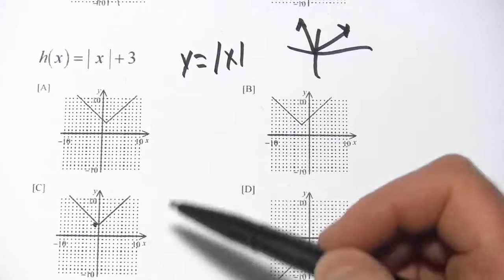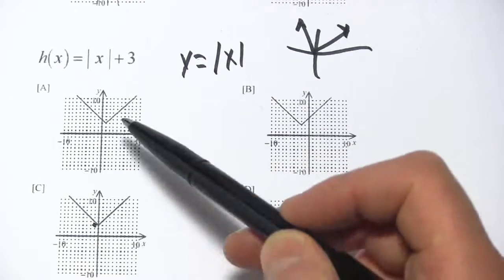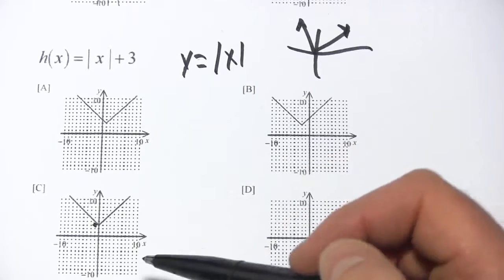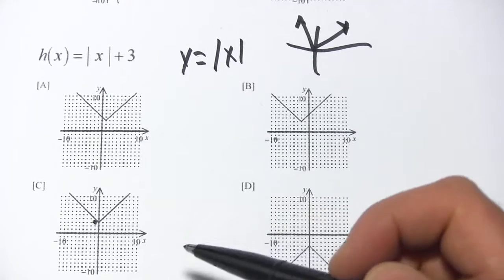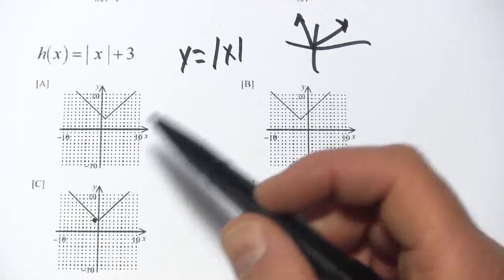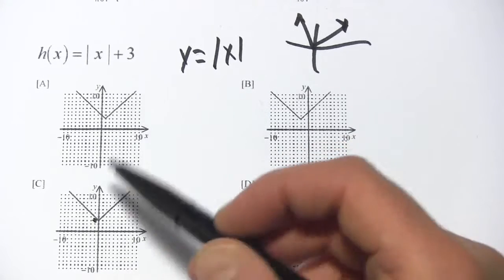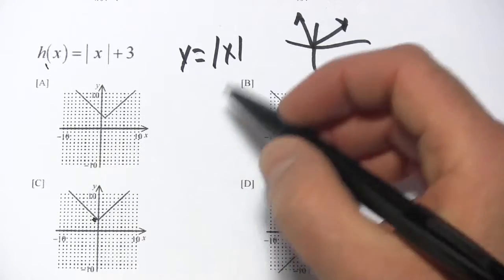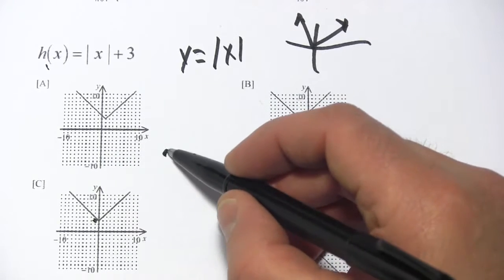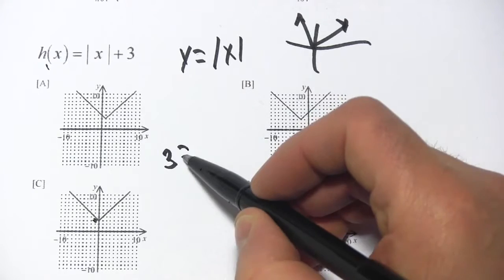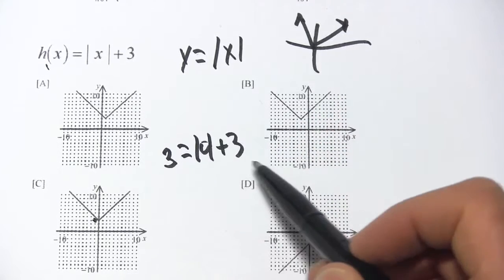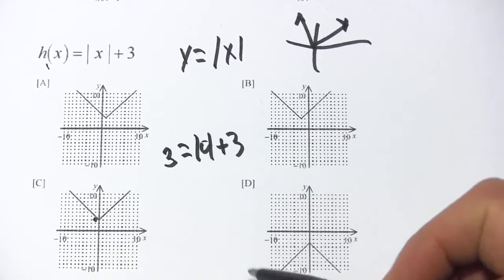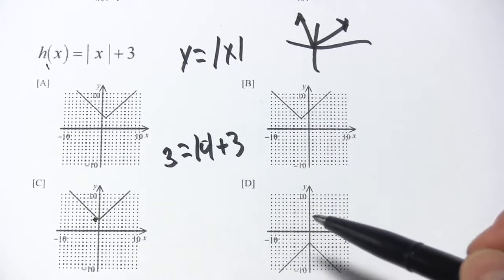Now, if you can remember that plus 3 means it goes up 3, minus 3 means it goes down 3, you probably won't have any trouble with these. But you can always double check. Here's the point 0, 3. Does it match this function? The y-coordinate you can put in for the function value, so that would be 3. And then our x is 0. So is the absolute value of 0 plus 3 equal to 3? Well, yes, it is. So that point checks out. Let's try another.